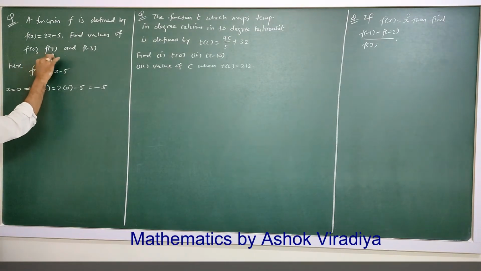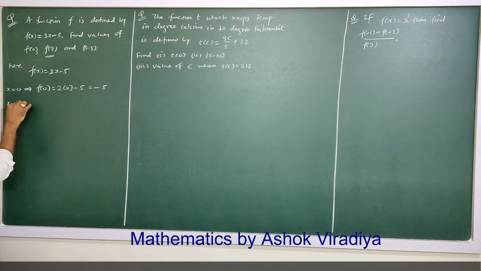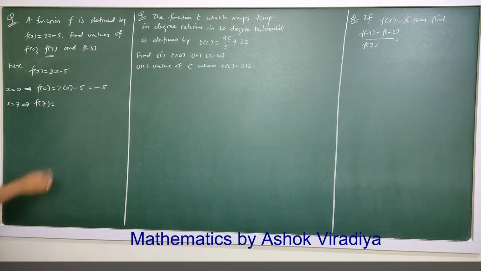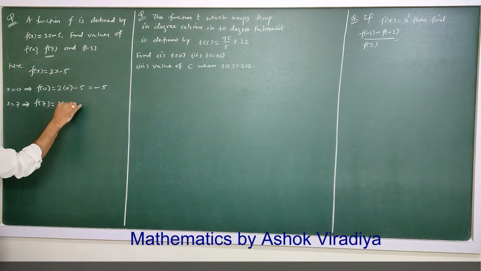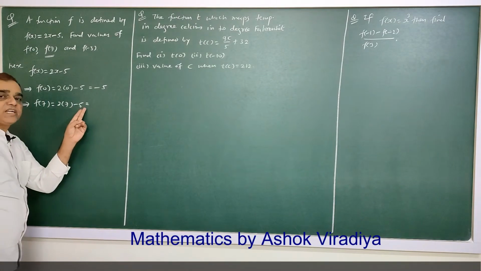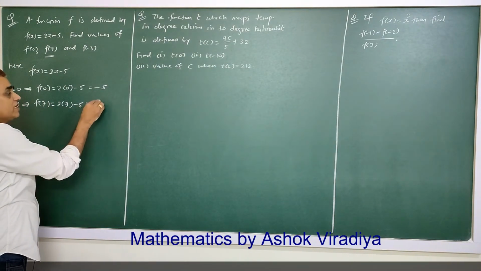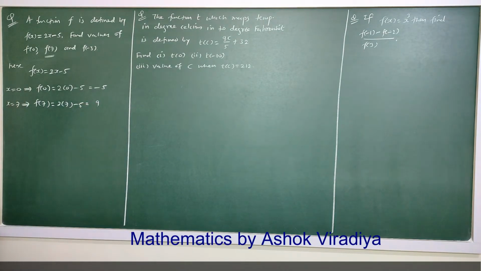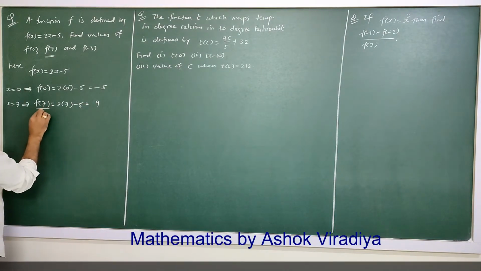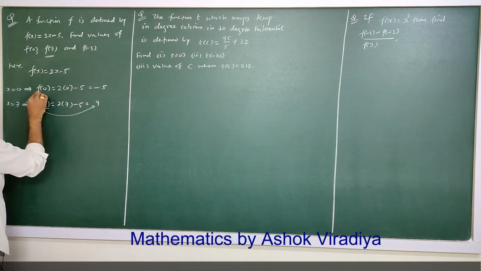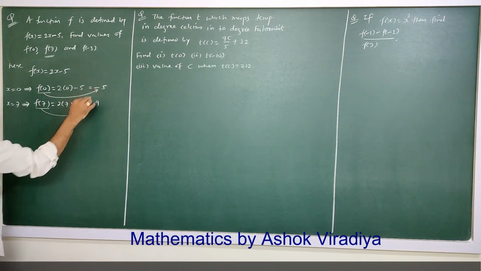Now to find f of 7, I am taking x equal to 7. Putting here 7, 2 into 7 minus 5, so 14 minus 5 is 9. So the image of 7 under f is 9. Here the image of 0 is minus 5.